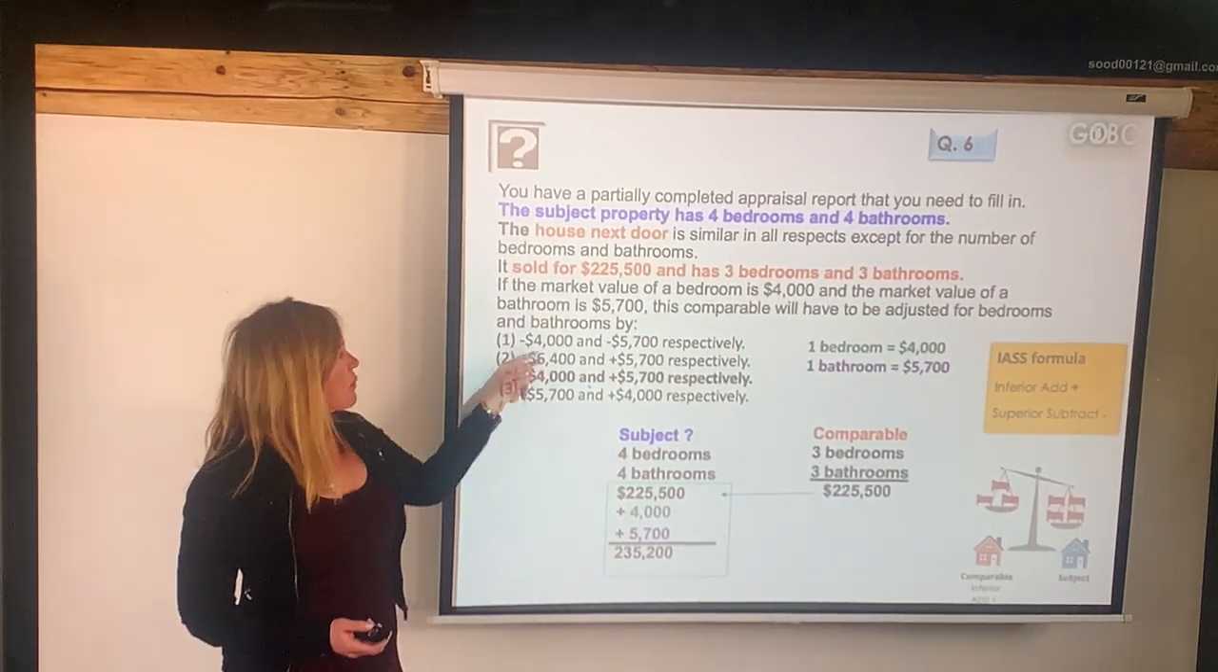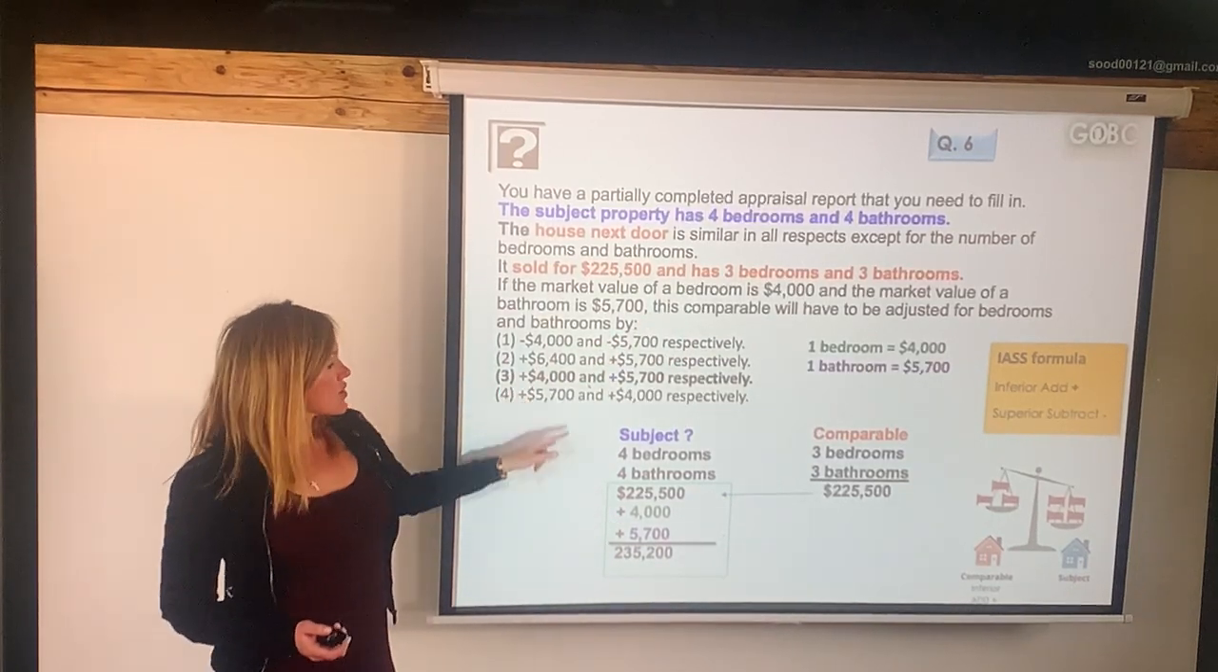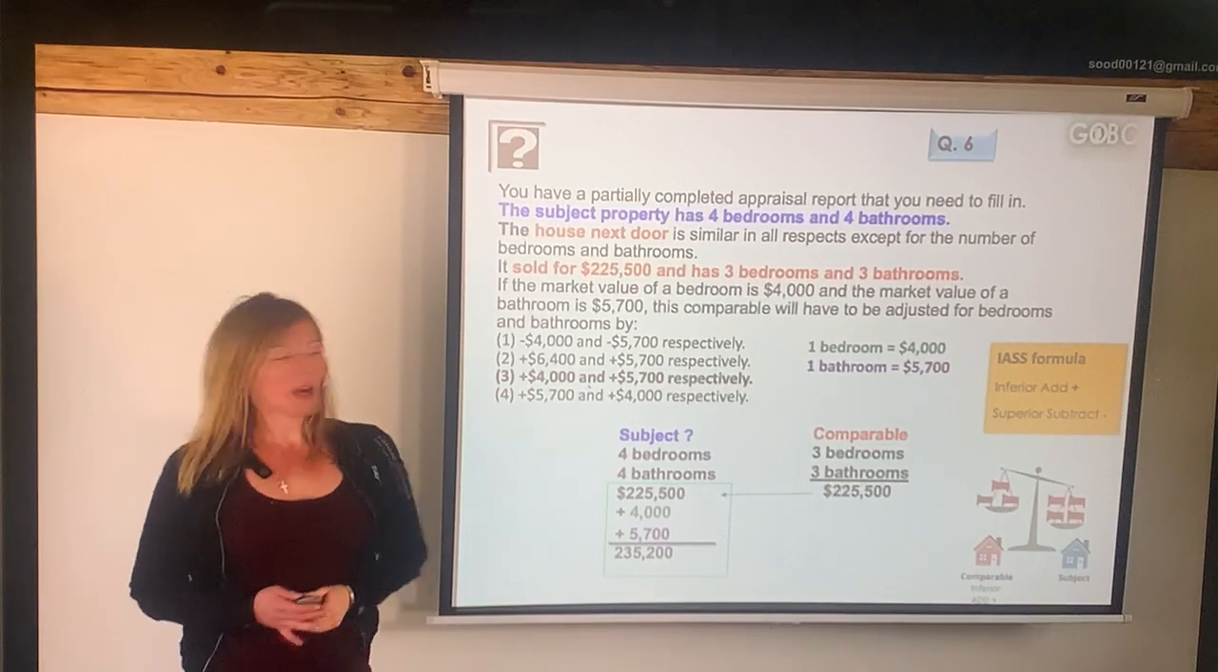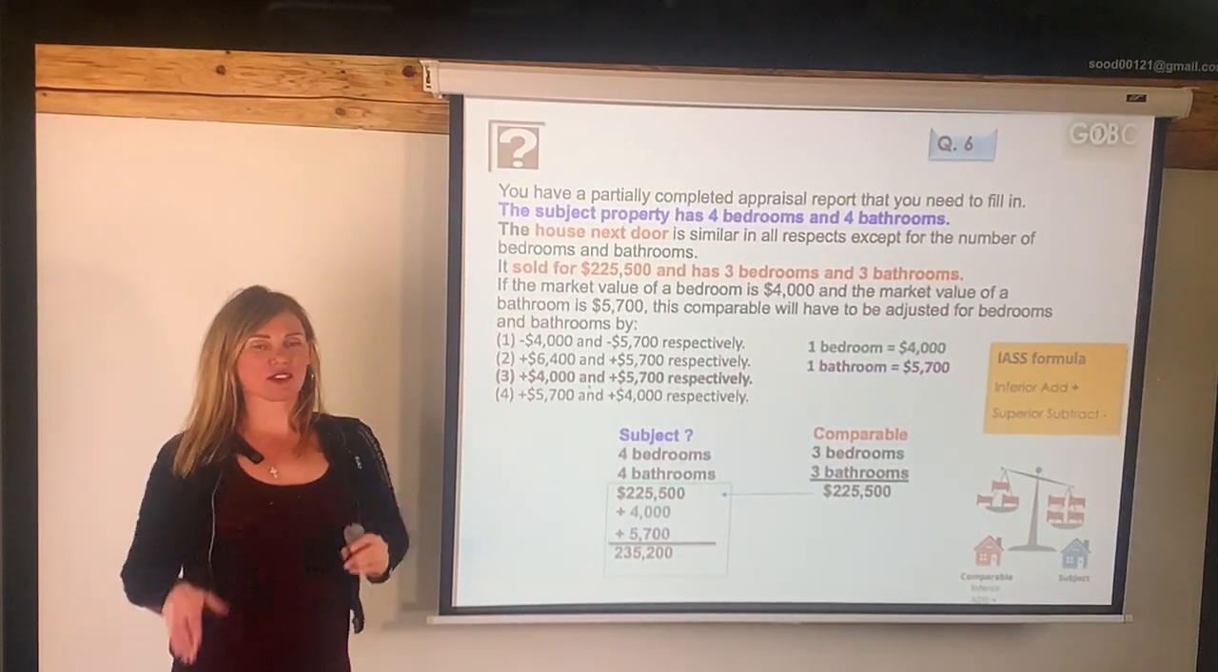But here they're just asking, how would you adjust the comparable? You would add 4,000 and you would add 5,700. So the answer should be option number 3. It's not bad. You just have to remember what they're looking for. It's the comparable that we're adjusting.